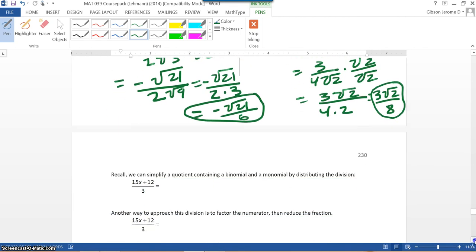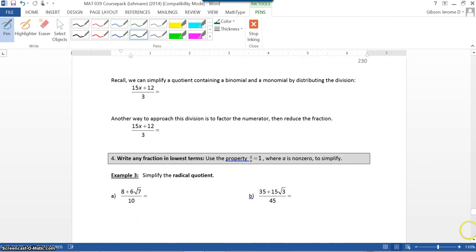Now, we scroll down to the next problem. It says, recall, we can simplify a quotient containing a binomial and a monomial by distributing the division, which we have here. This would be 15x over 3 plus 12 over 3, which would give us 5x plus 4.